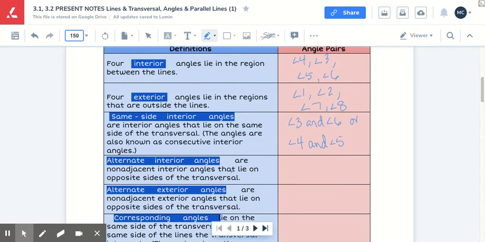Another special relationship is alternate interior angles. So alternate means not on the same side, essentially. So these are going to be non-adjacent interior angles. So they're going to lie on opposite sides of the transversal, and they're not adjacent, so they're not right next to each other.